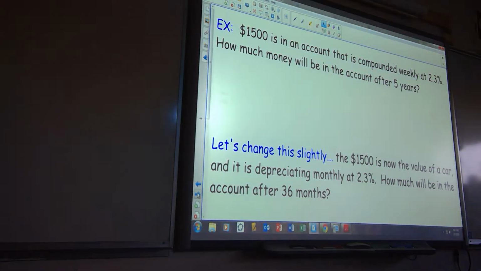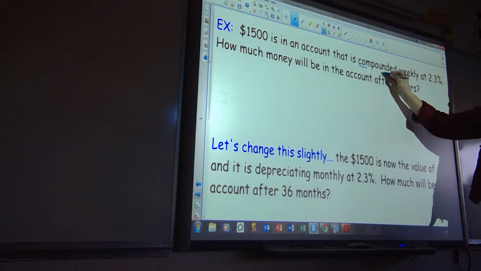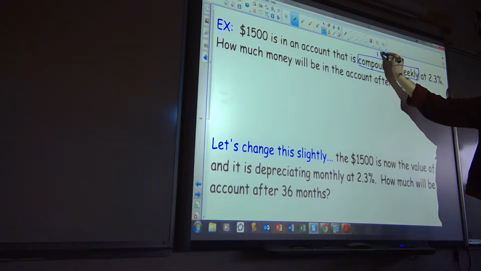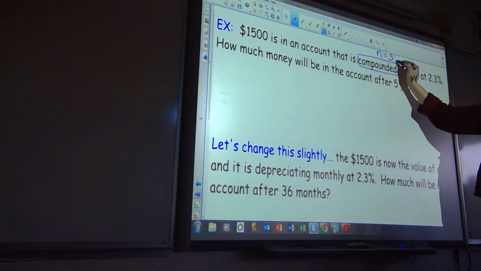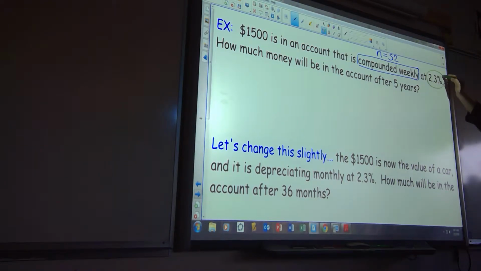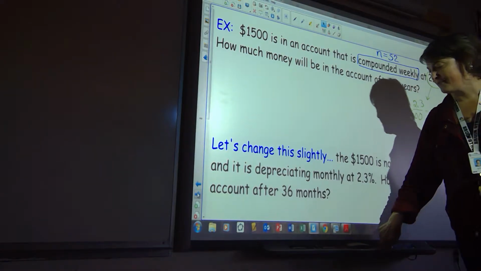All right, so $1,500 is in an account compounded weekly. Here are my magic keywords. Compounded weekly means that my N is going to be 52 at 2.3%. So R is going to be 2.3 divided by 100, so 0.023. Move that decimal 2 places. How much money will be in the account after 5 years?